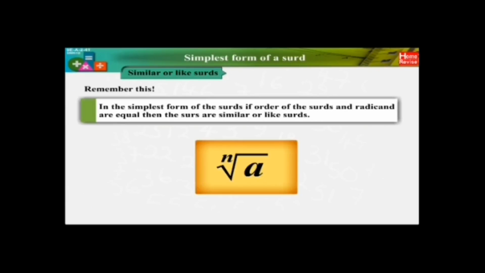Remember this: in the simplest form of the surds, if the order of the surds and radicands are equal, then the surds are similar or like surds.